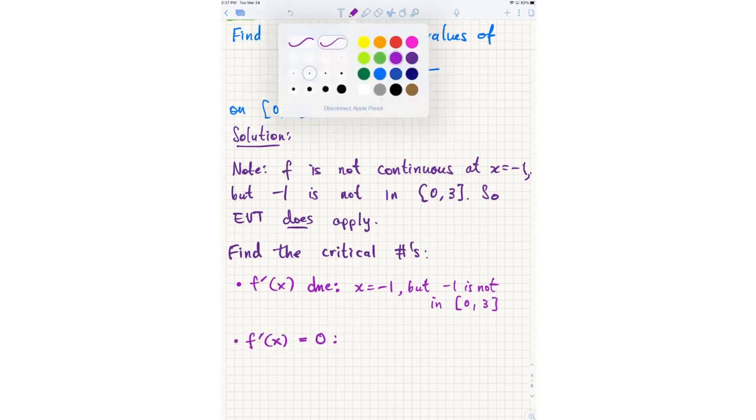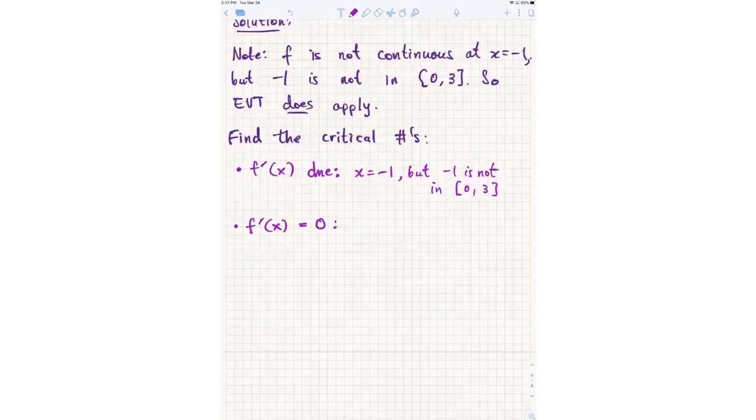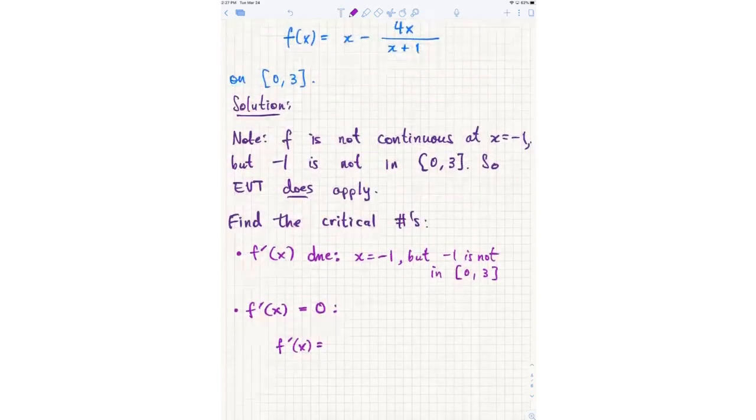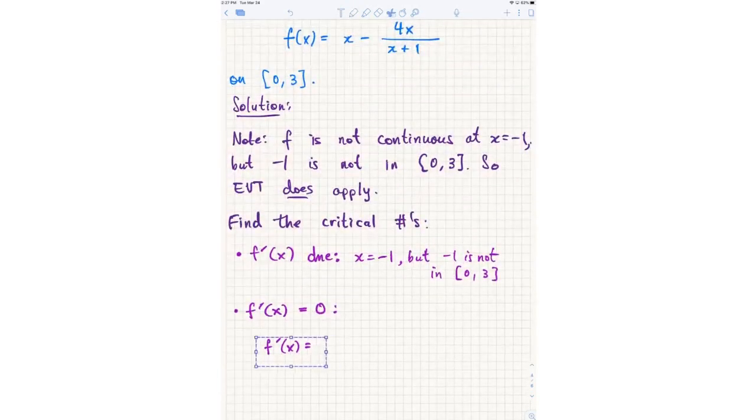Okay, now let's do the derivative and set it equal to 0. Okay, the original function is at the top of the screen. So getting this derivative, we're going to need the quotient rule. So 1 minus, denominator (x plus 1) squared. So bottom times derivative of top, minus top times derivative of bottom. And I set that equal to 0.